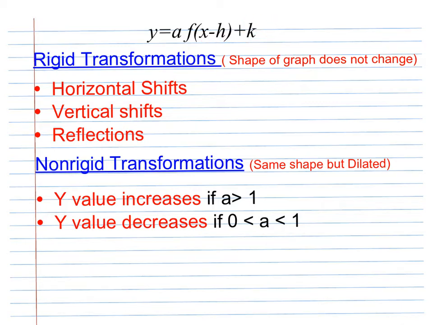For rigid transformation, the shape does not change. It stays the same shape, same size. The only thing that happens is a horizontal shift, a vertical shift, or reflection. Your reflection is basically your A, if it's negative. Your vertical shift is your k, and your horizontal shift is your h. For non-rigid transformation, it's the same shape, but it's dilated, so it gets either smaller or bigger.